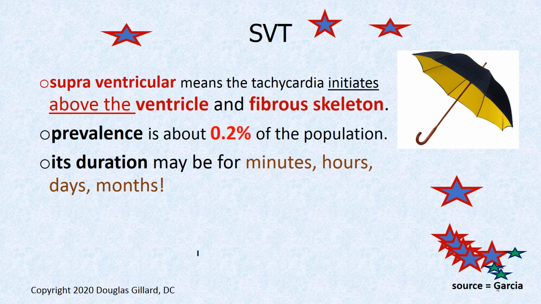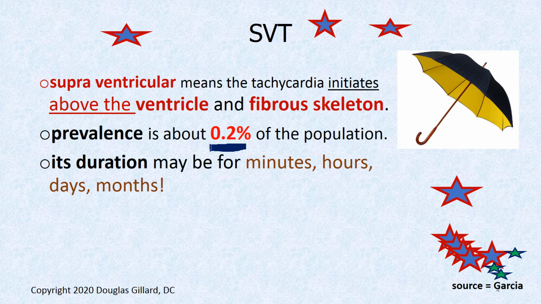Supra means that it's above the fibroskeleton. In other words, the tachycardia is because the atria are contracting and doing crazy things. Okay, it's above the ventricles, so that's where that comes from. The prevalence of these is about 2% of the population in general. Some of them are much more common. When we get to atrial fib, that's going to get way, way higher. But some of them are really rare, so they average out to about 0.2% of the population.